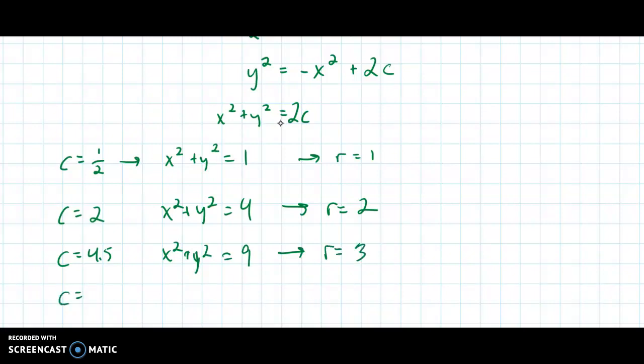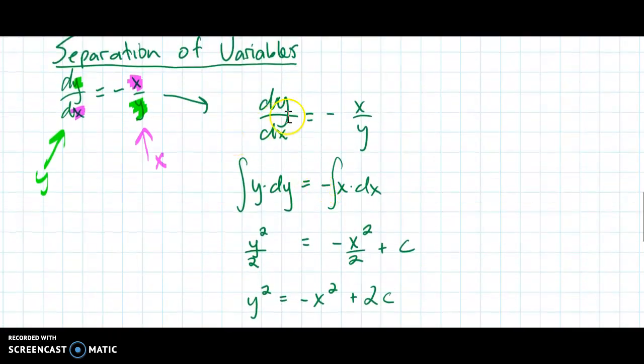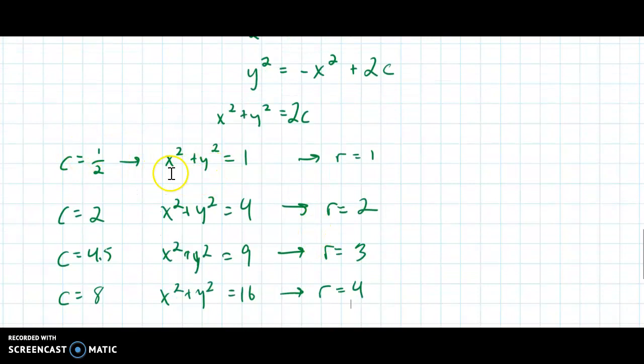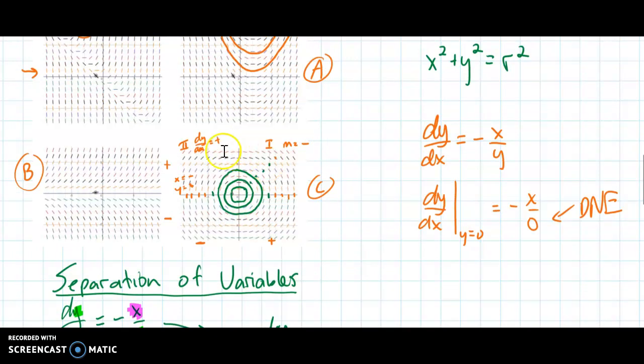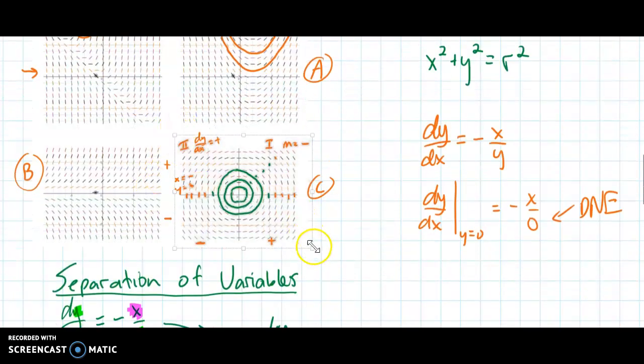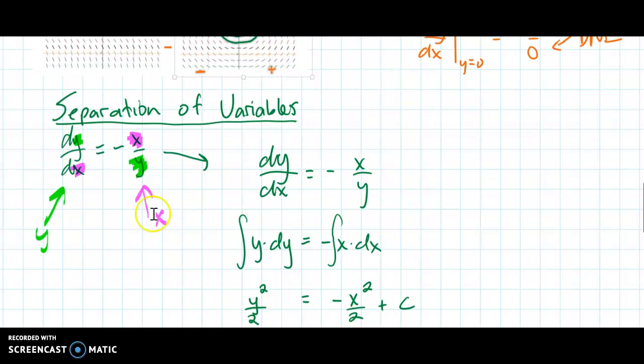If I were to take c equal to, what do you think the next one's going to be? 8. I would get x squared plus y squared equals 16. And that would give me a circle of radius 4. So this solution that we get by separating variables and integrating the left and right sides independently gives us solutions dependent on the c value that are different circles that have different radius. So it matches what we got in the slope field. And I hope you see that. I hope you can make a connection between this matching up with this thing and this separation of variables technique.